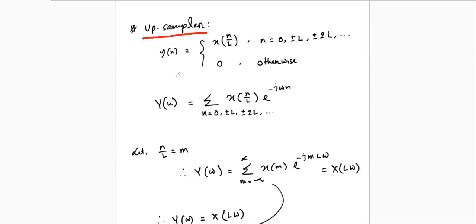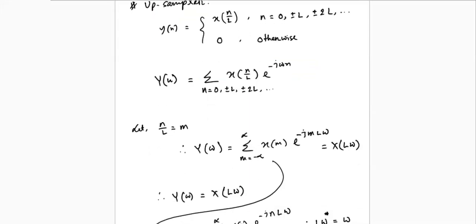Okay, so let's start with some definitions. Of course, this is the definition of the upsampler, where yn is equal to x(n/L), where n is equal to 0, plus minus L, and so on and so forth. For other samples, it will be 0, since the zeros are implanted in between two samples.